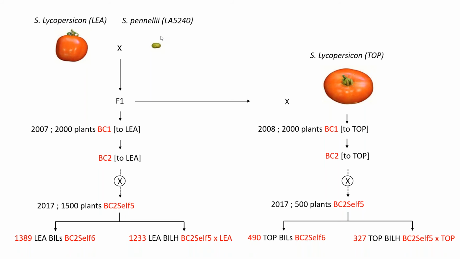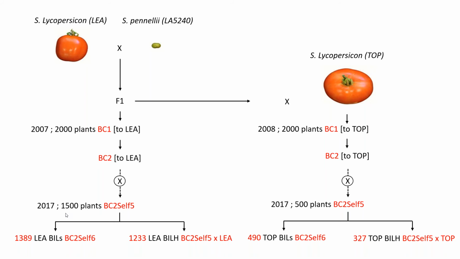In the second pathway, we take this F1 and cross it to a big-fruit indeterminate tomato for greenhouse tomato. We call it Top. We backcross 1 back to the Top, backcross 2, and selfing until we get backcross 2, self 5. In the Leah background, and this is the background that we're going to do the analysis on, we have 1,500 plants in the population.